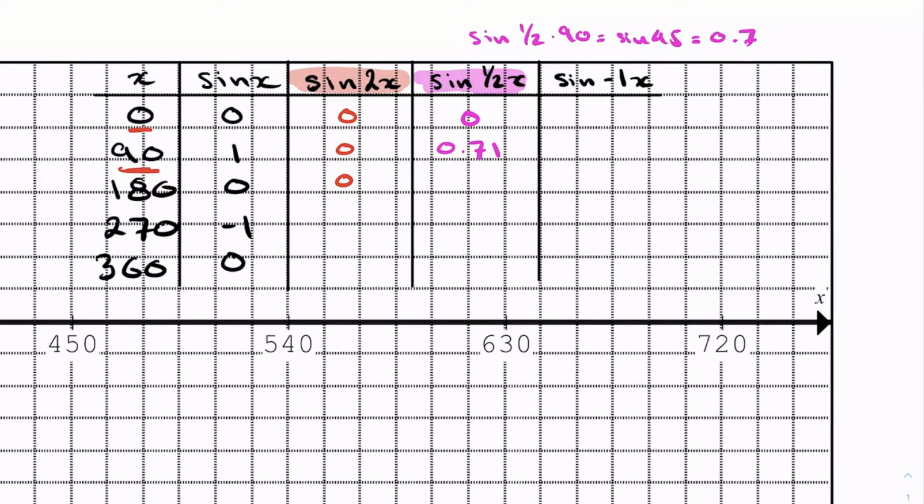Sine of 1/2 of 180 will be sine of 90, which is going to be 1. Okay, I'm going to stop there again because I think you will see what the pattern is. You'll notice I have 0, 0.71, and then 1. Well, what does that look like?